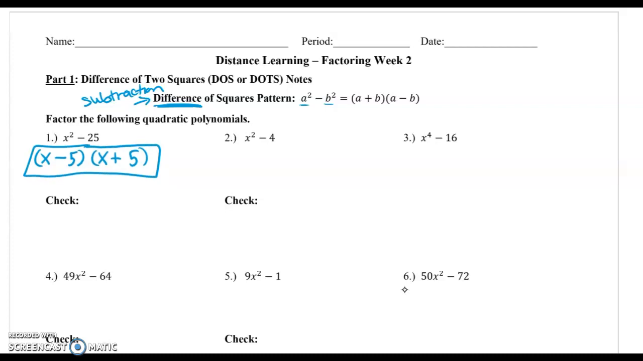So number 2 here, we have x squared minus 4. Again, x squared is a perfect square, and 4 is a perfect square. So we would separate this into our two sets of parentheses. X times x gives us the x squared, and we would make subtraction and addition, and then 2 times 2 gives us 4. So x minus 2, x plus 2. And again, we can check this by foiling it. We would do x times x is x squared, plus 2x minus 2x, and then minus 4. The middle terms again cancel out because those are conjugates.